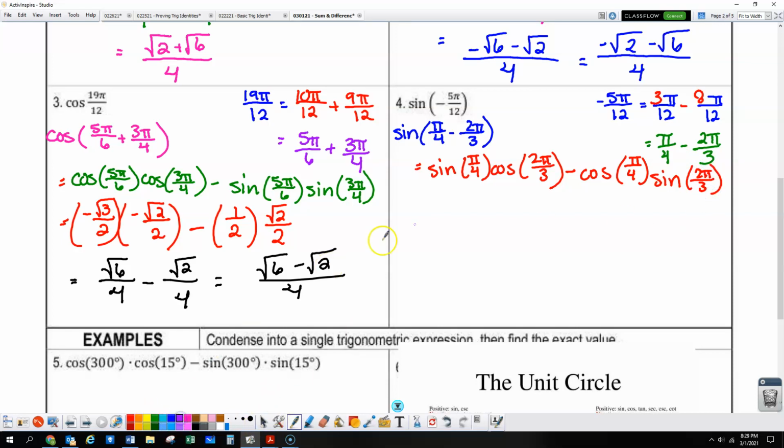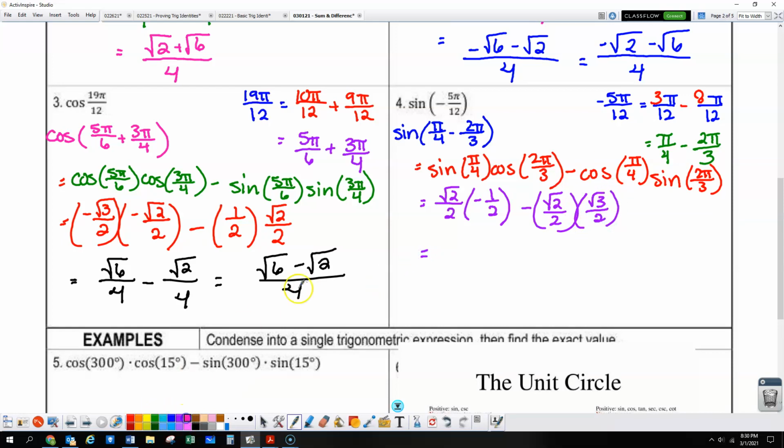Now let's evaluate this. Sine of pi over 4, that's root 2 over 2. Cosine of 2 pi over 3 would be negative 1/2. Cosine of pi over 4 would be square root of 2 over 2. And then sine of 2 pi over 3 would be root 3 over 2.